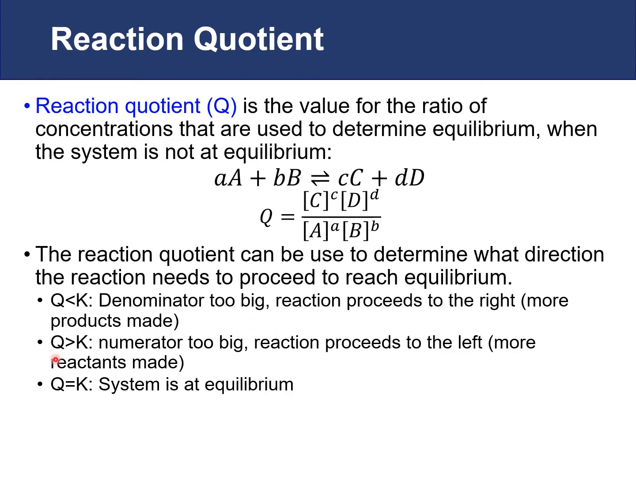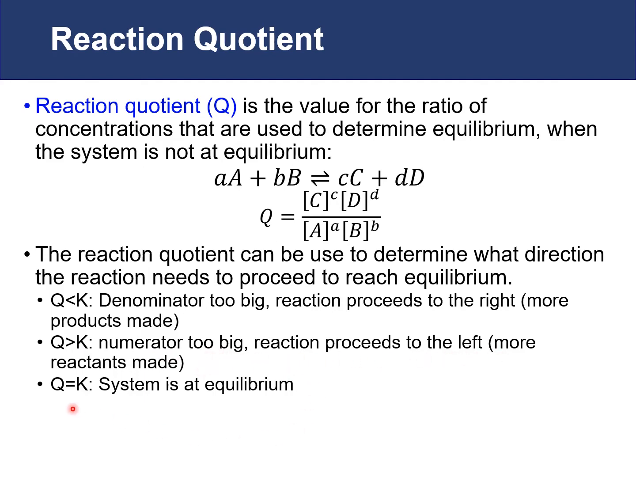If, on the other hand, Q is too big, that means that the numerator is too big. So the concentrations of our products are too large compared to the concentrations of our reactants. If we have too much product and not enough reactant, the reaction will proceed back to the left, forming more reactant and getting rid of some of the product to re-establish equilibrium. So if our Q is larger than our K, that means we have too many products, not enough reactants. The reaction will proceed to the left to make more reactants.